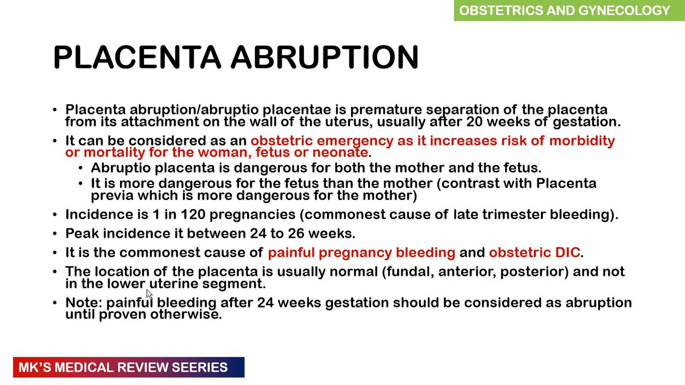Any painless bleeding that comes into the hospital after 20 weeks of gestation, consider it to be placenta previa until proven otherwise. Meaning that if anyone comes in with bleeding after 20 weeks, these are the 2 things that you should have in mind: your placenta abruption, your placenta previa. Meaning that you should take your history, and you should order an ultrasound before you decide to perform a vaginal examination on this woman.